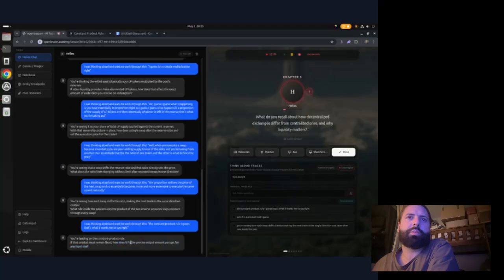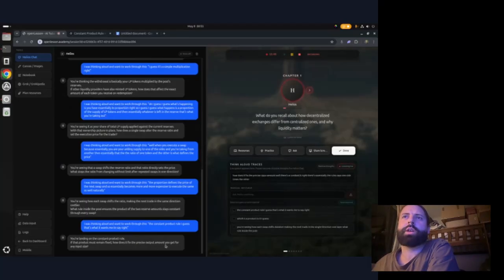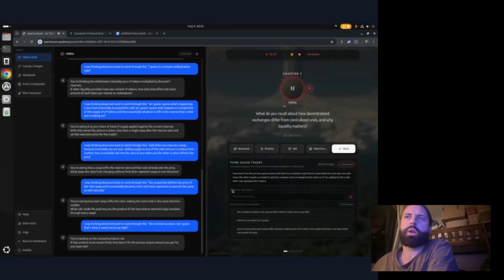How does it fix the precise output amount? Well, there's a constant K, right? The rule says one side times the other equals a constant K, and this constant K must always be the same. So if I'm adding to the X side, then I can calculate the Y side. It's a simple calculation.